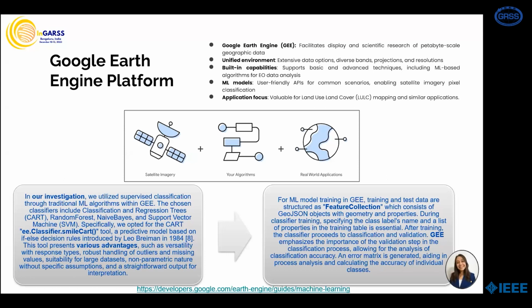In Google Earth Engine, machine learning model training involves structuring training and test data as a feature collection. During classifier training, it is essential to specify the class label's name and a list of properties in the training table. Following training, the classifier proceeds to classification and validation. Google Earth Engine emphasizes the significance of the validation step in the classification process, enabling the analysis of classification accuracy. An error matrix is generated, facilitating the analysis and the calculation of the accuracy of individual classes.